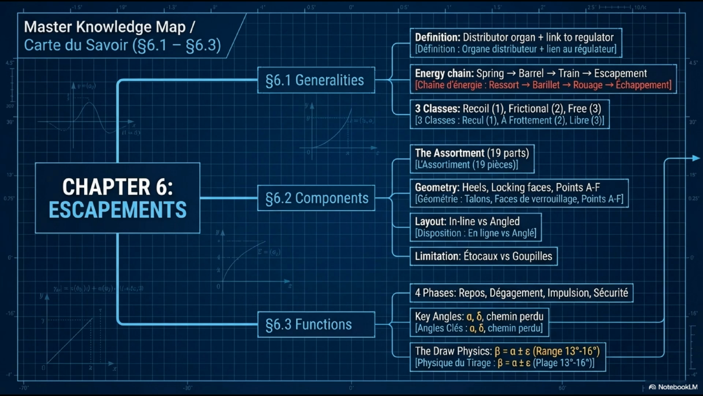And the draw physics, beta equals alpha plus epsilon for entry, alpha minus epsilon for exit, optimal range 13 to 16 degrees. Study this map until you can reconstruct it from memory. Every branch represents a category of examination question.